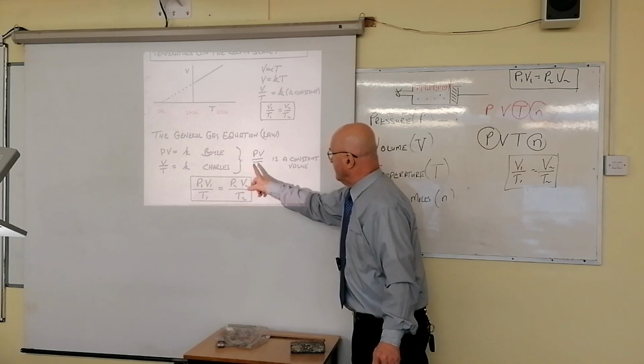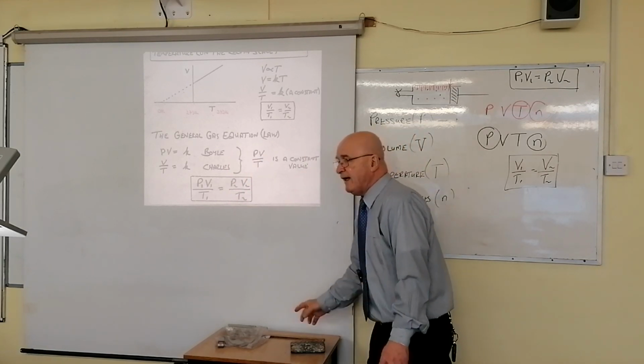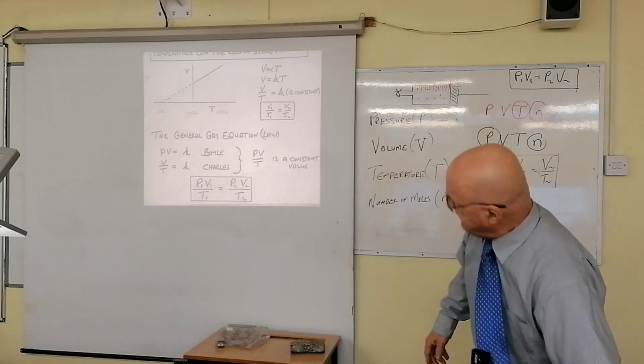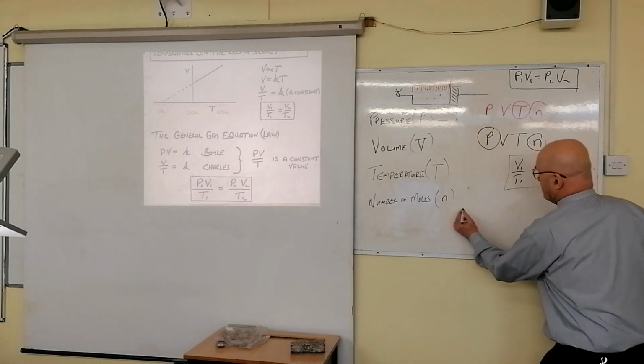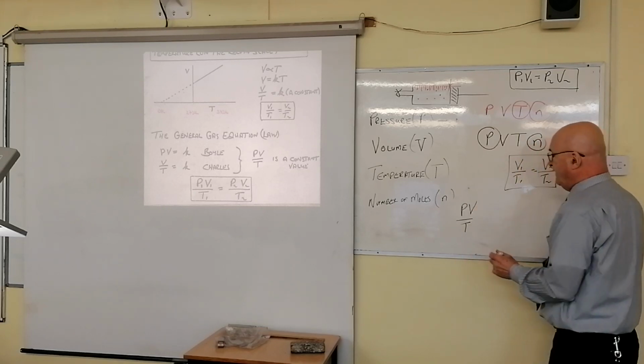If you put the two of them together, you get PV over T as a constant value. For every gas, that particular quantity, PV over T, is constant.